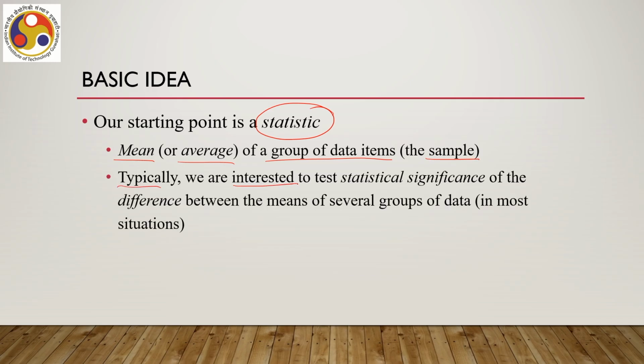Typically, we are interested to test the statistical significance of the difference between the means of several groups of data in most situations. So, the statistical significance can tell us whether the data is reliable or not. If the difference is statistically significant, that means we are not getting the data by chance. If it is not statistically significant, then we are getting it by chance. So, before we start drawing conclusions, we need to test for statistical significance of the data that we got. That is what we need to do in the data processing or data analysis stage.